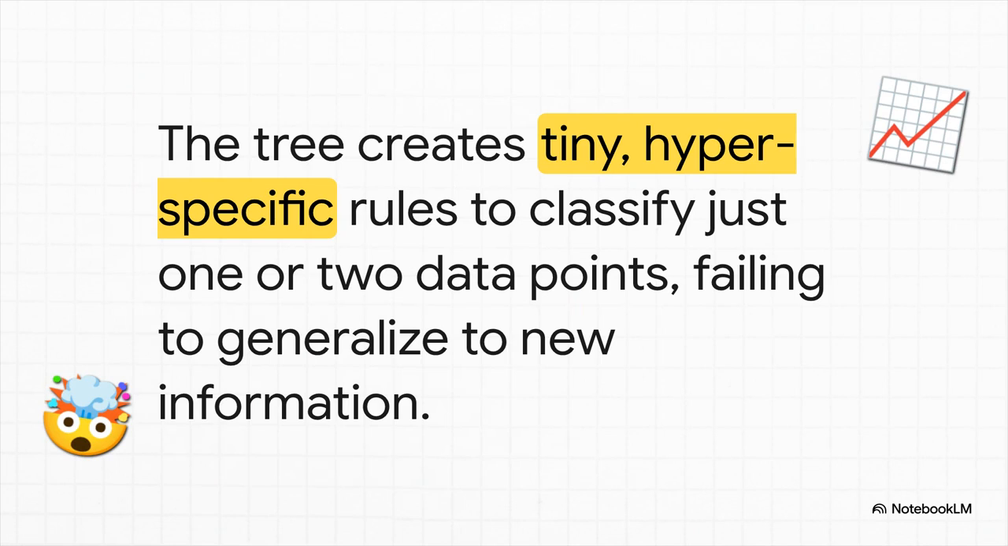So what's actually going on here under the hood? Well, the tree just keeps growing deeper and deeper, getting more and more complex. It starts creating these crazy hyper-specific rules that might only apply to a single data point. You end up with these wild, jagged decision lines that perfectly snake around every single point in the training data, but they're completely useless when you show it something new. It can't generalize at all.